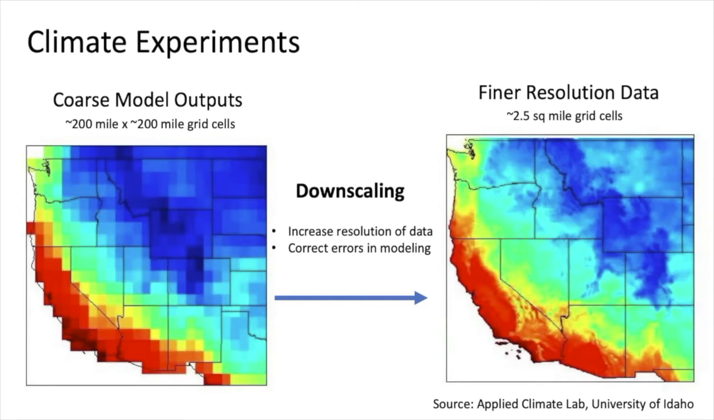So to correct these errors and to increase the resolution of the data, we apply statistical downscaling methods using the same gridded observations from the historical data to correct biases in the models. Basically what we do is a fancy interpolation. So you can see we go from here to here. And we do that using the statistics from the GridMet climate data. That gets us down to a 2.5 square mile grid, so we went from 200 to 2.5. This corrects model biases and also makes a finer resolution data set.